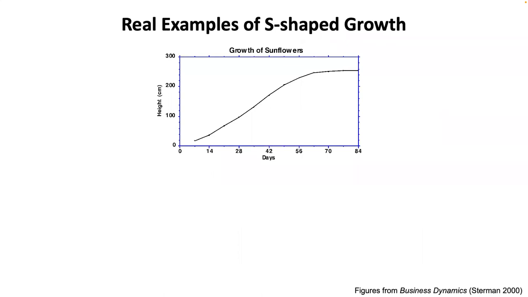So this is growth of sunflowers. So here's days from 0 to 84. Here's the height of sunflowers. And so if we look at the kind of average height of these sunflowers in a sunflower patch, then there's this nice, almost linear rise. And then suddenly it just turns around and it flattens off. And so all the sunflowers are roughly the same height.